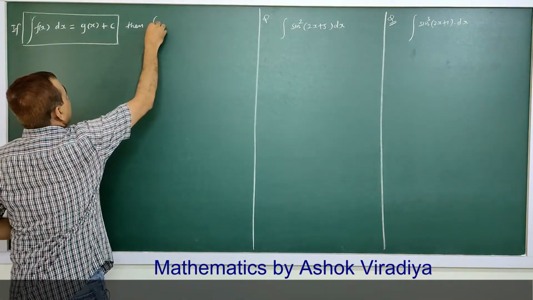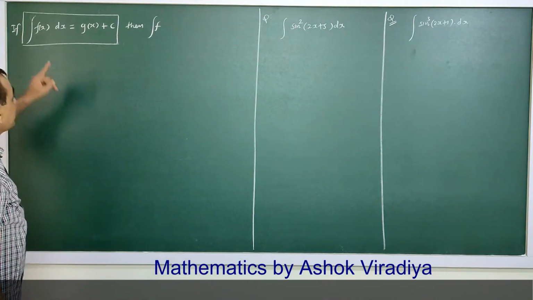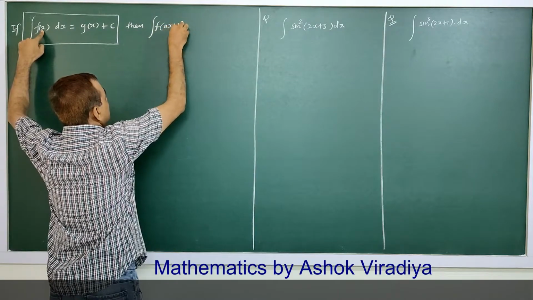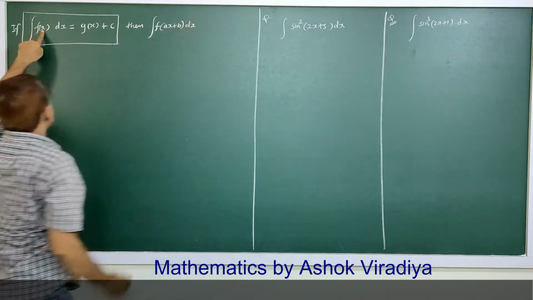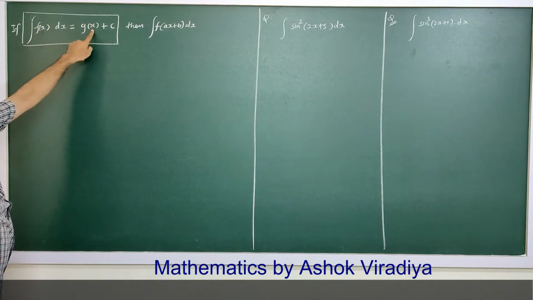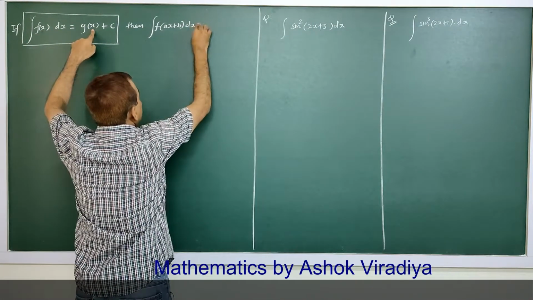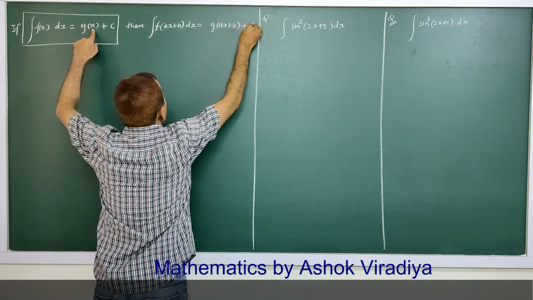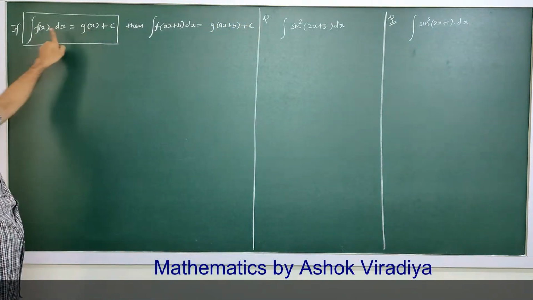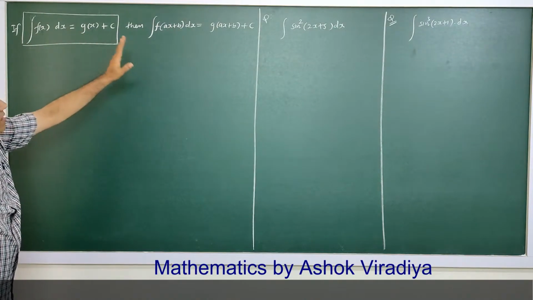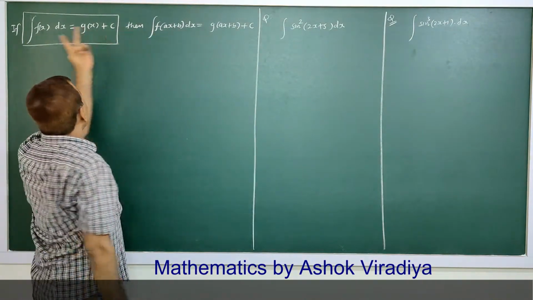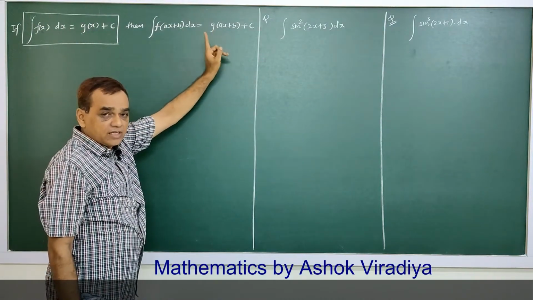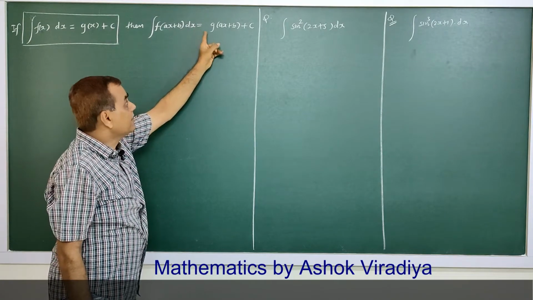Integral of f of, now I replace here x by ax plus b. So replace on the right hand side x by ax plus b. Replacing x by ax plus b, the integral of f of ax plus b is equal to g of ax plus b plus c. But this is not the complete integral, not correct.